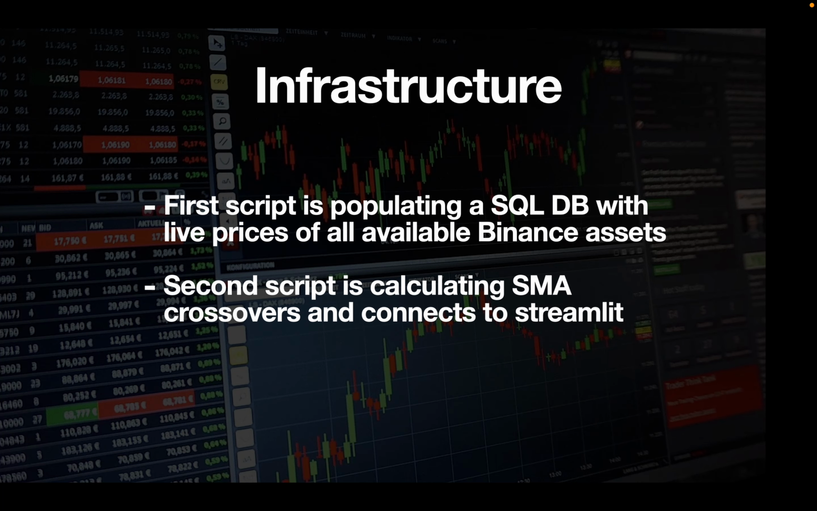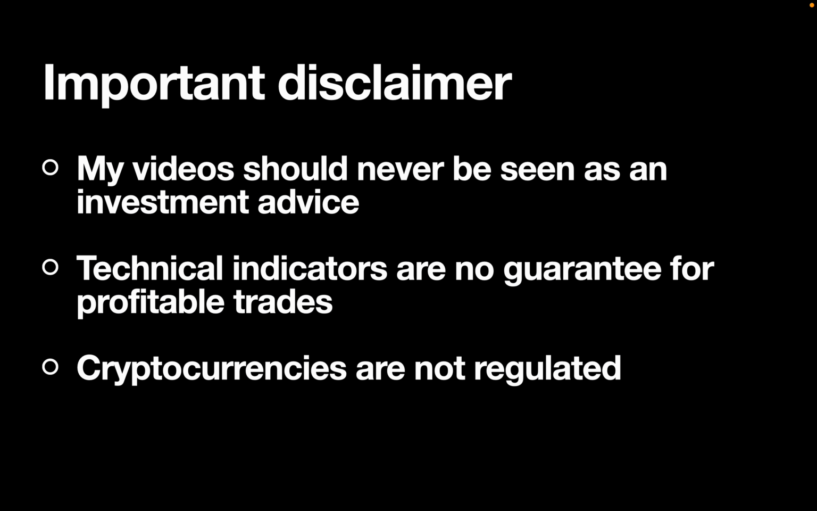So let's take a look at the infrastructure. The first script is populating a SQL database with live prices of all available Binance assets. And the second script then is calculating SMA crossovers and connects to Streamlit. Important disclaimer, my videos should never be seen as investment advice. Technical indicators are no guarantee for profitable trades, and cryptocurrencies are not regulated.